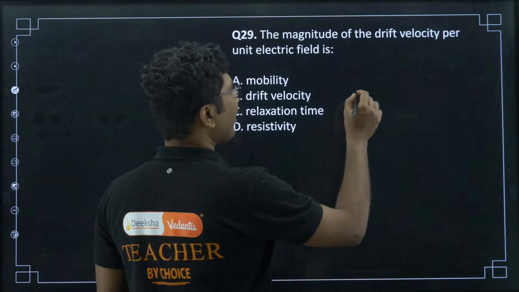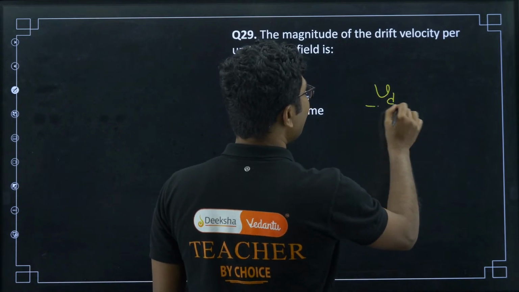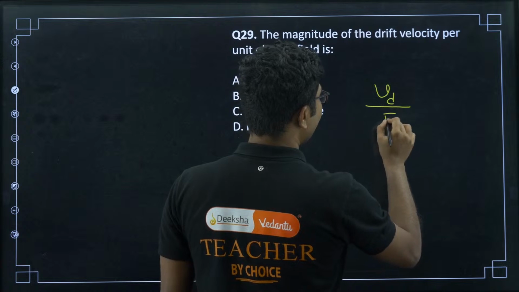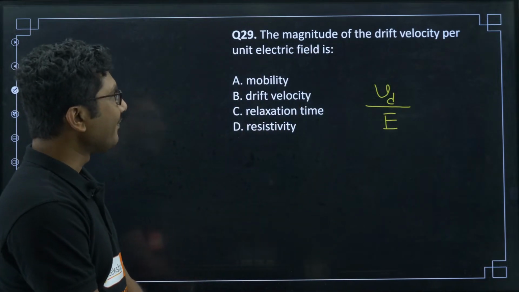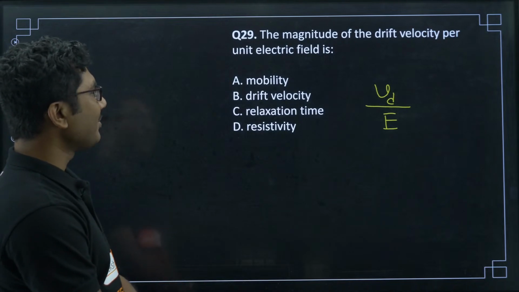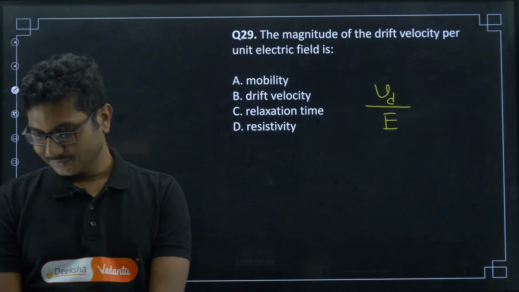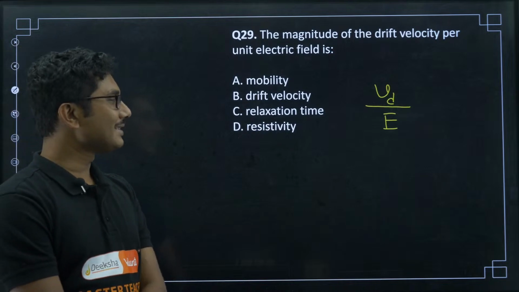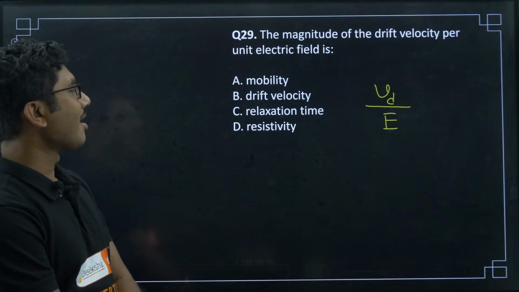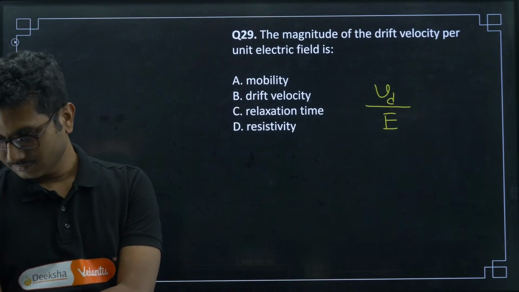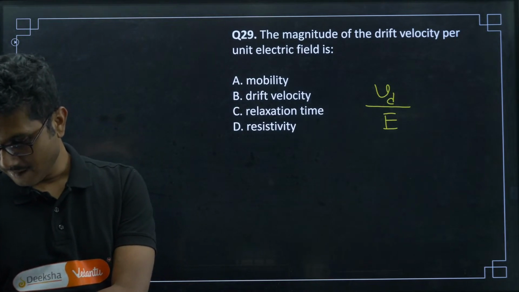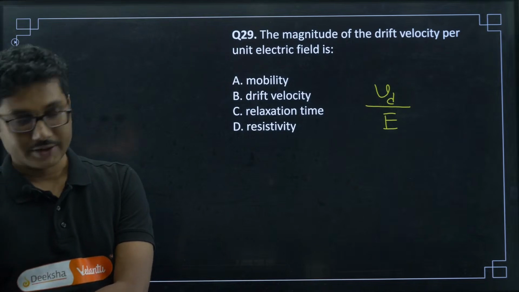Now 29, magnitude of drift velocity per unit electric field is. Mobility, drift velocity, relaxation time, resistivity. Interesting question, please. Shagupta, yes.